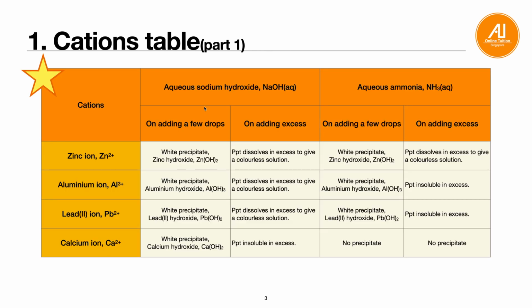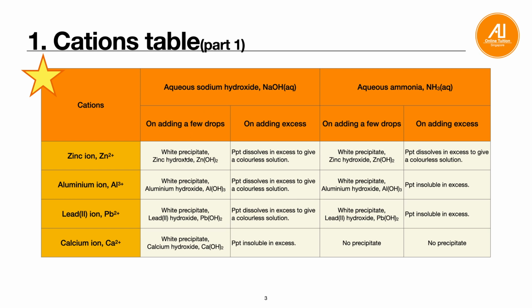So first table, this is just the first half of the table because I can't squeeze in everything. So basically, in order to test for cations, you have to use either what? Sodium hydroxide or aqueous ammonia. So let's look at sodium hydroxide first, for zinc, aluminium, lead, and calcium ion. First, you will add a few drops of sodium hydroxide.